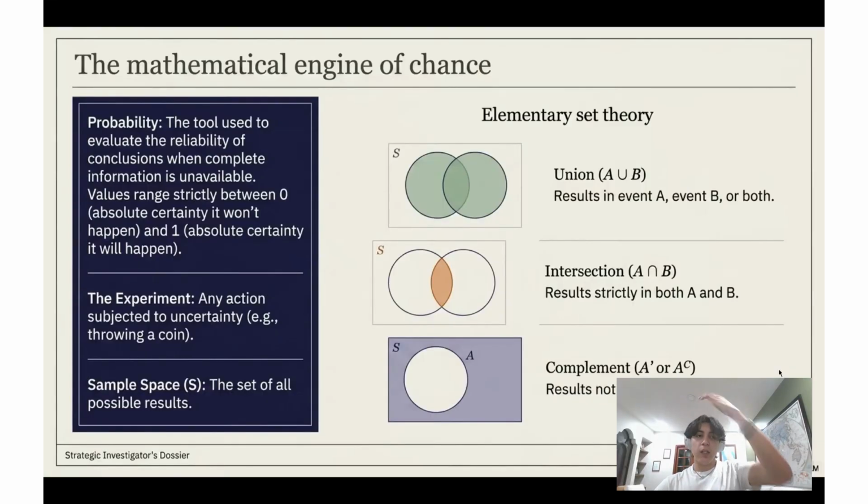Then here we are entering the topic of probability, the tool used to evaluate the reliability of conclusions when complete information is unavailable. Values range strictly between zero, absolute certainty that it won't happen, and one, absolute certainty that it will happen. We can see here the elementary set theory and the three important concepts and their formulas, the writing of these concepts of probability.